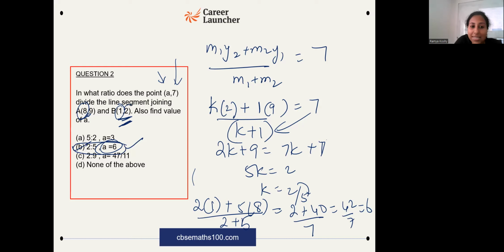That's why I'll mark this as the answer. In case I did not have none of these options, I would not have bothered checking A value. Once I got the ratio, I would mark that as the answer. But because there is a none of these options, I'm just trying to be sure of my answer. So I'm checking what the A value is. Okay? All right?